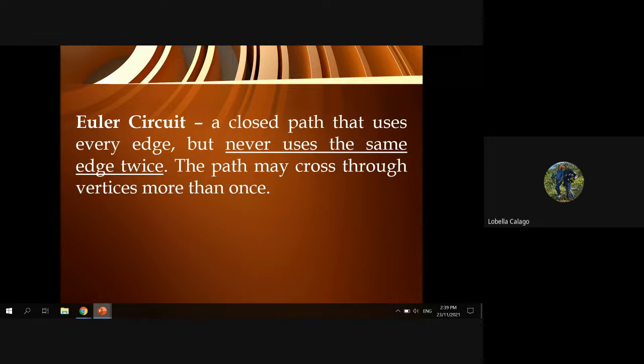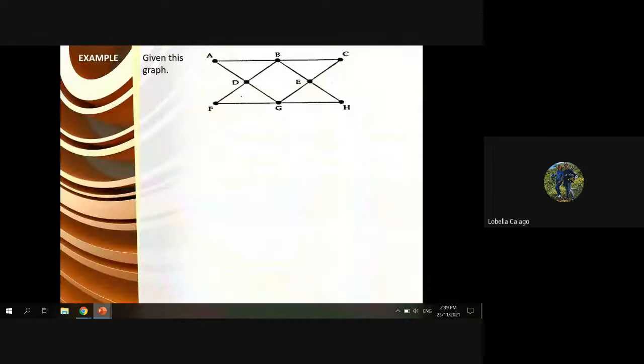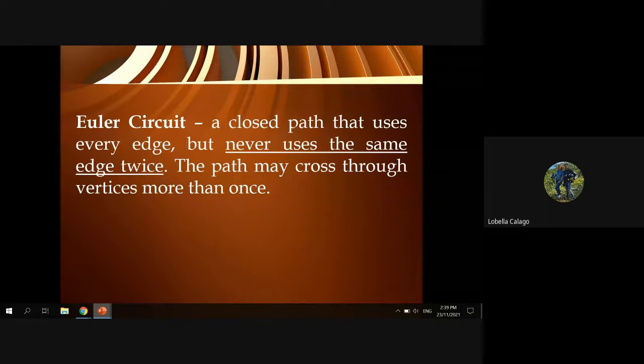So, what is the difference between an Euler circuit and an Euler path, and Hamiltonian circuits and paths? I will just discuss the definition. An Euler circuit is a closed path that uses every edge but never uses the same edge twice.